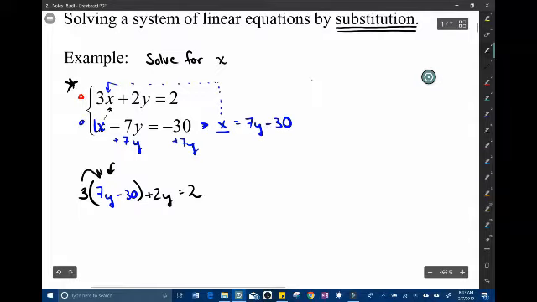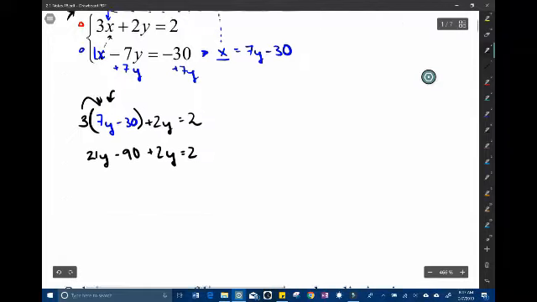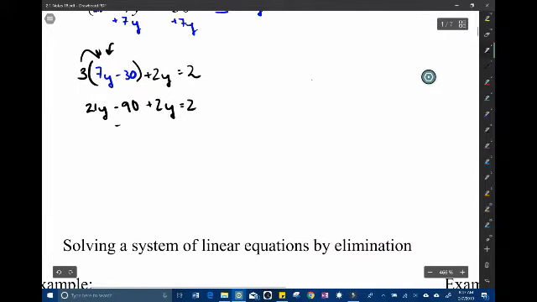Okay, distribute the 3: 21y minus 90 plus 2y equals 2. Here we go. Add 90 over to each side. 92 is equal to 21 plus 2, which is 23y. We're going to divide by 23. Divide by 23. 92 divided by 23. Hey, that's 4. I had no idea. y is equal to 4.